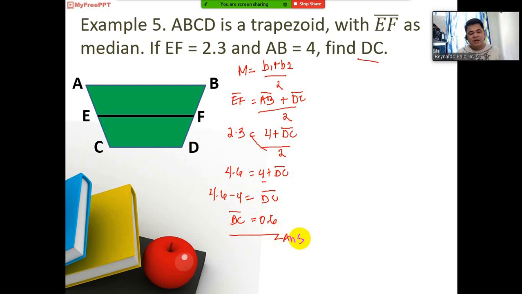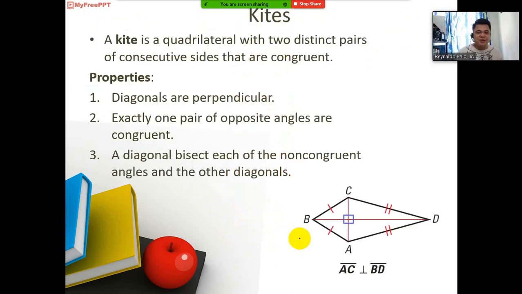Okay? Next, let's talk about kites. What are kites? This is the last type of quadrilateral that we're going to talk about. So what makes it different from parallelogram and trapezoid? A kite is a quadrilateral with two distinct pairs of consecutive sides that are congruent. What do we mean by that? In the illustration, we can say that segment BC is congruent to segment BA, and segment CD is congruent to segment AD. That makes it different from parallelogram and trapezoid.